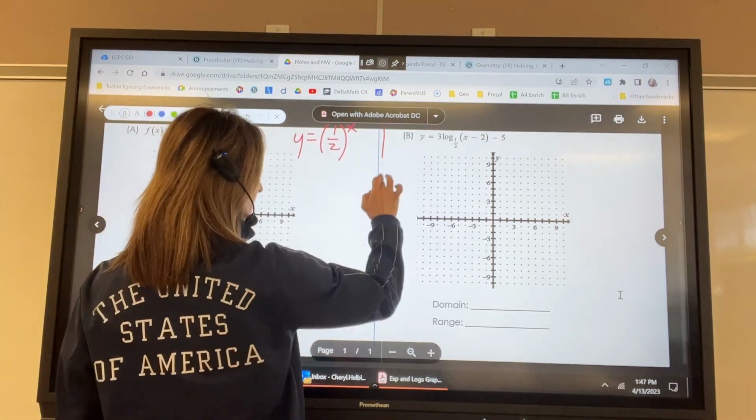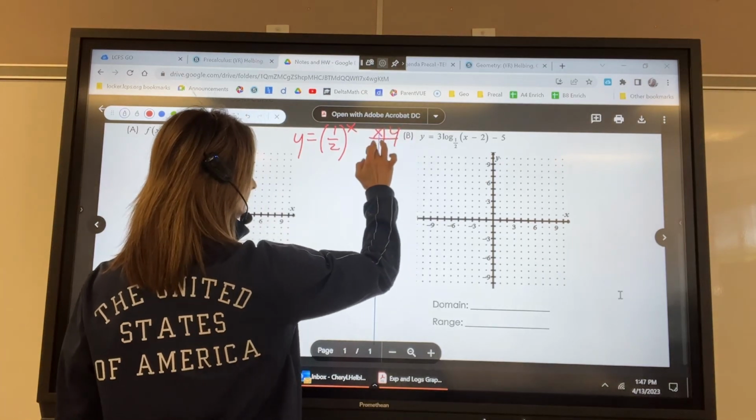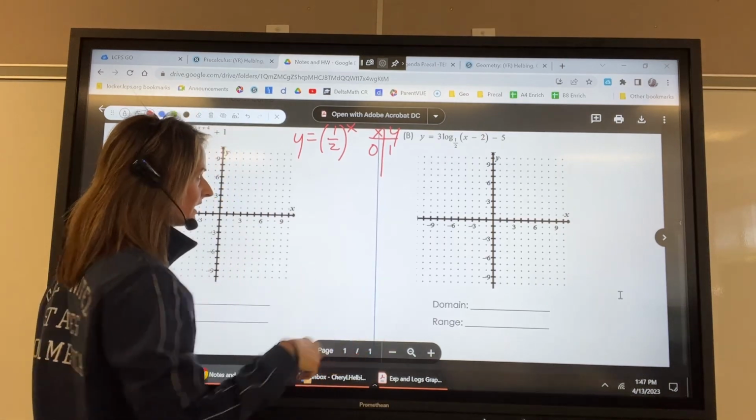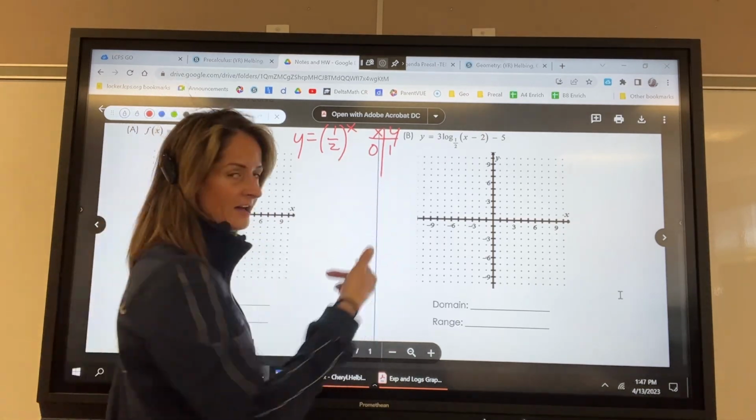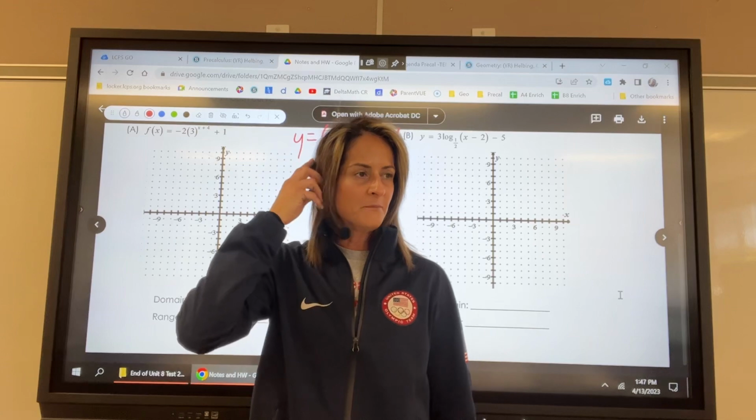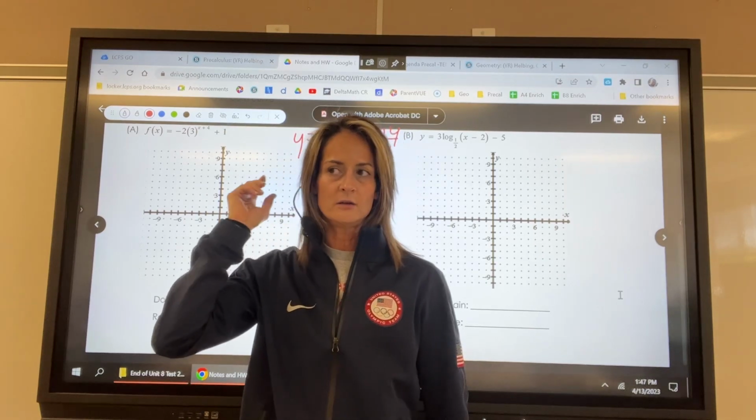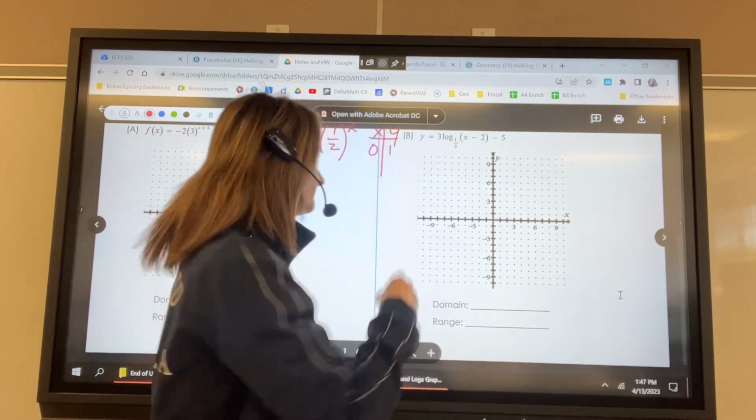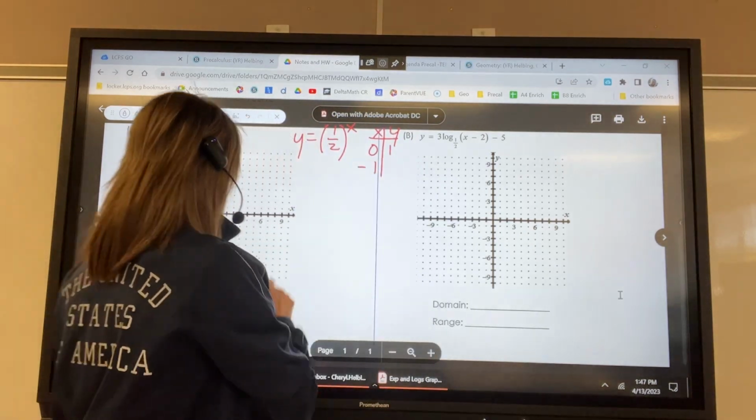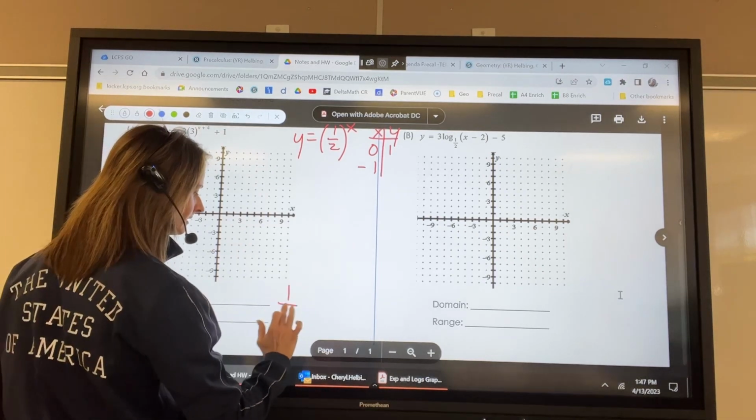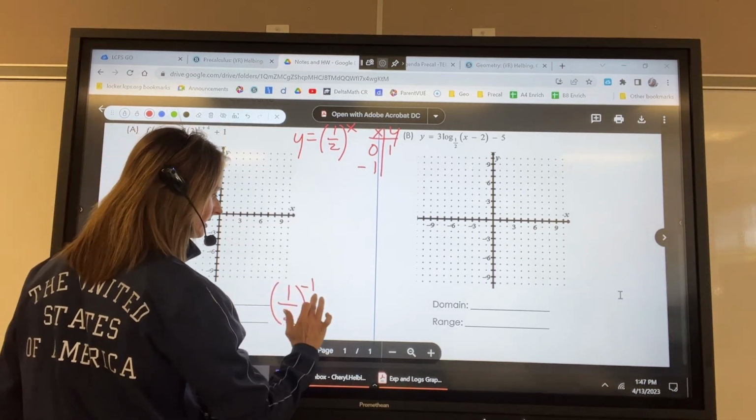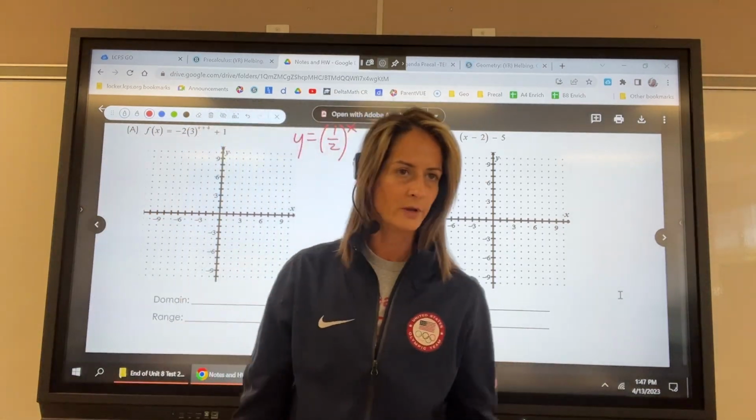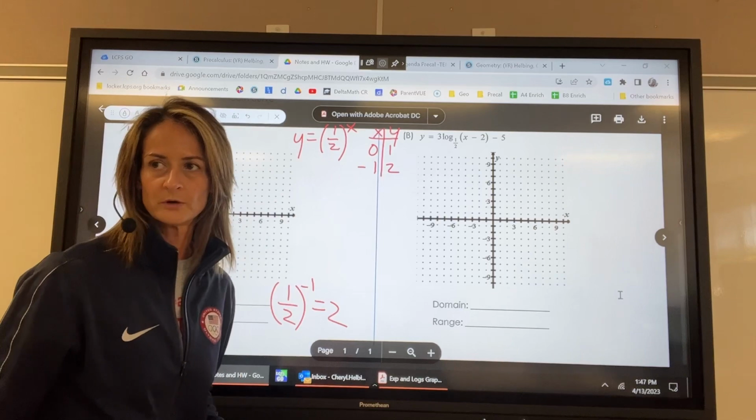We would make a little t-chart here, x, y, we plug in 0 for x, and we get 1, right? That's our 0, 1. And then instead of doing 1/2, 1 and then the base, when the base is a fraction, we usually choose, instead of 1 to input, we use -1, because 1/2 to the -1 power is equal to 2. So it's just a really nice point to plot. It's just easier to plot a whole number, okay?